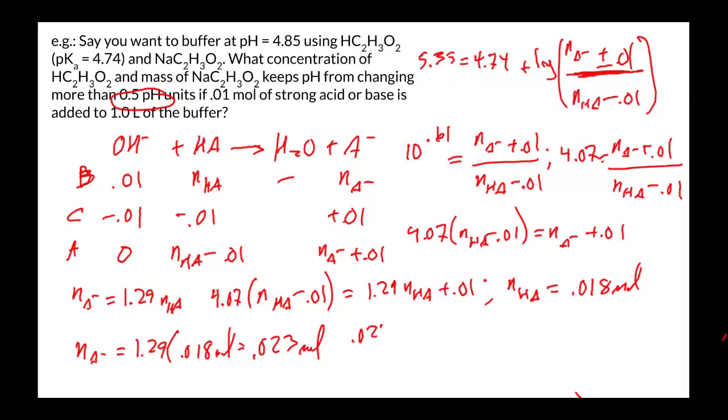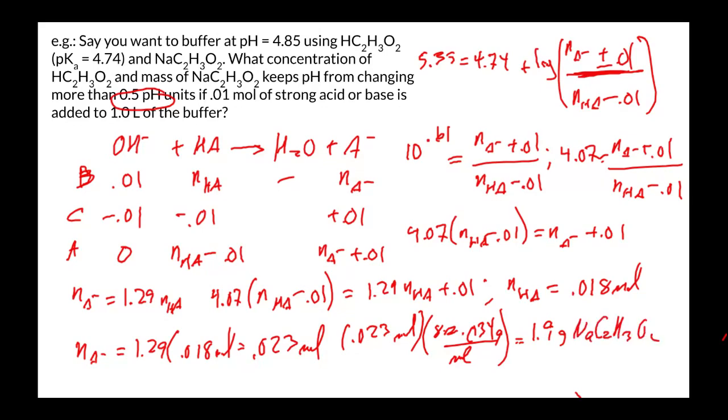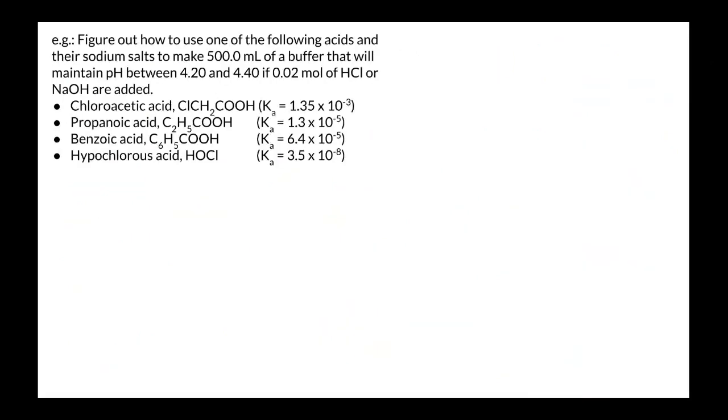So if we take 0.023 moles of sodium acetate multiplied by sodium acetate's molar mass, which was 82.034 grams per mole, this comes out to 1.9 grams of sodium acetate that we would have to add. And all of the acetic acid came from 1 liter, and we needed 0.018 moles, so that means the concentration of acetic acid here would have to be 0.018 molar.